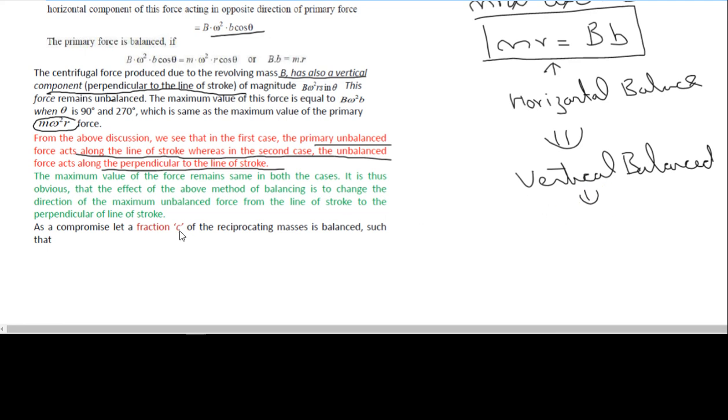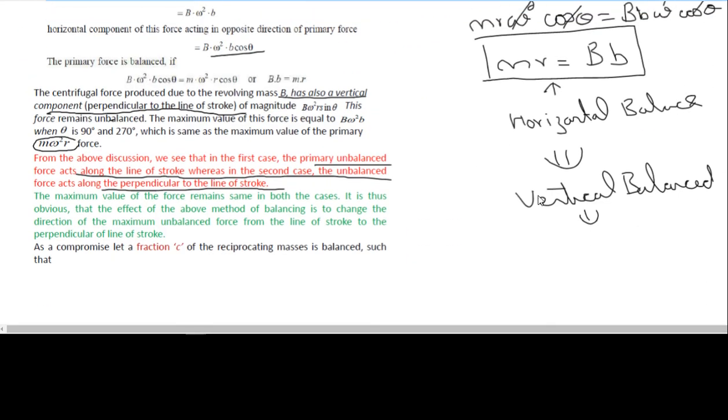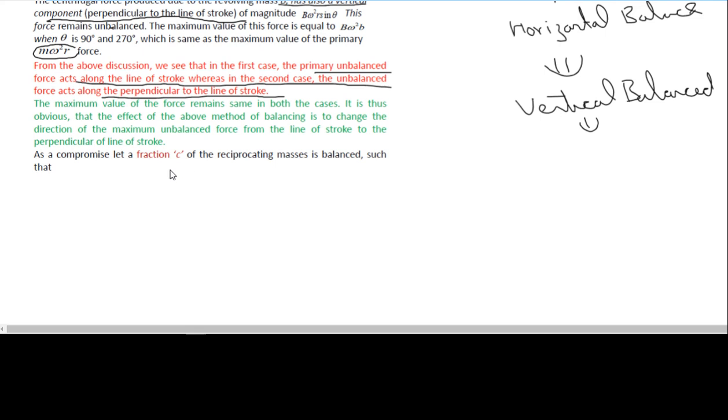So what we do is a compromise between the two, which we call partial balancing. That is, we will not completely balance the horizontal force. We will only partially balance the horizontal force, that is, by not taking the total m r omega square equal to B b omega square cos theta. Instead, we will only take a small fraction c of the reciprocating masses. That is, we will not take the total m, we will only take a fraction of the reciprocating mass, that is c times m.